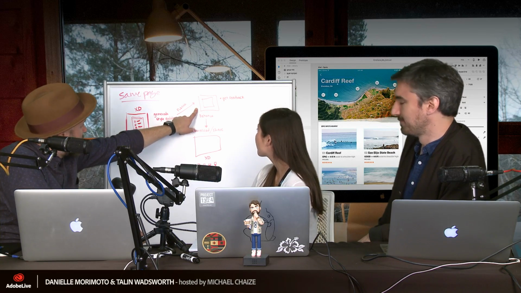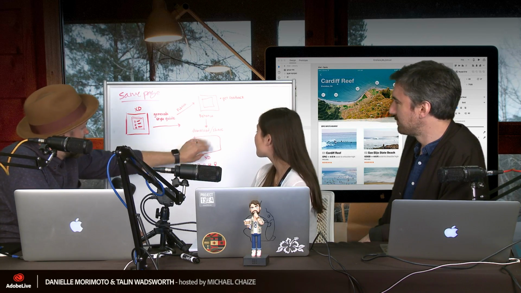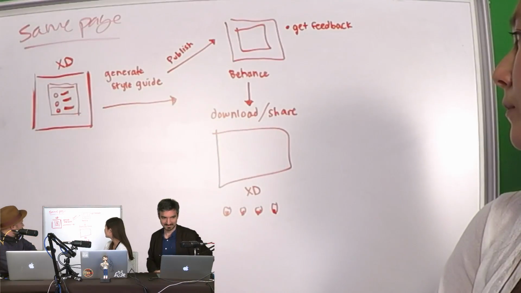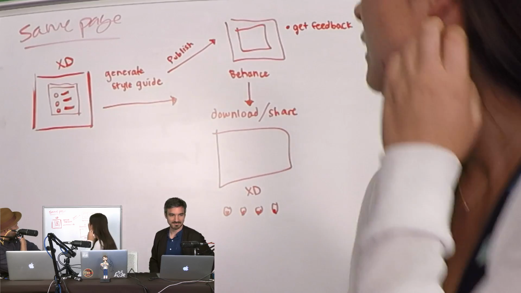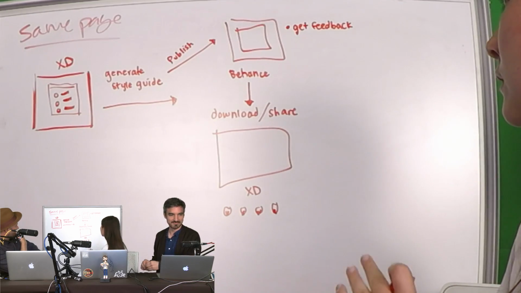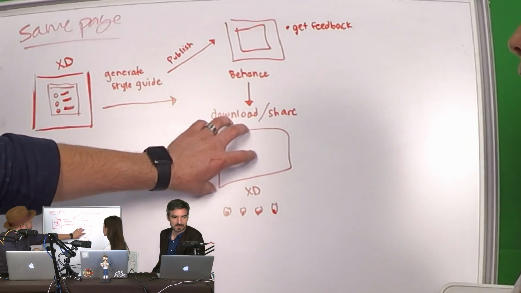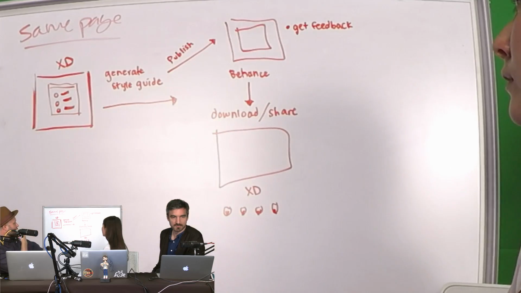All right, so we followed our path. We've got our style guide out here on Behance. Now the user's going to go and do something with it in XD. All right. So how's that? What's the life of the style guide once it gets into XD?